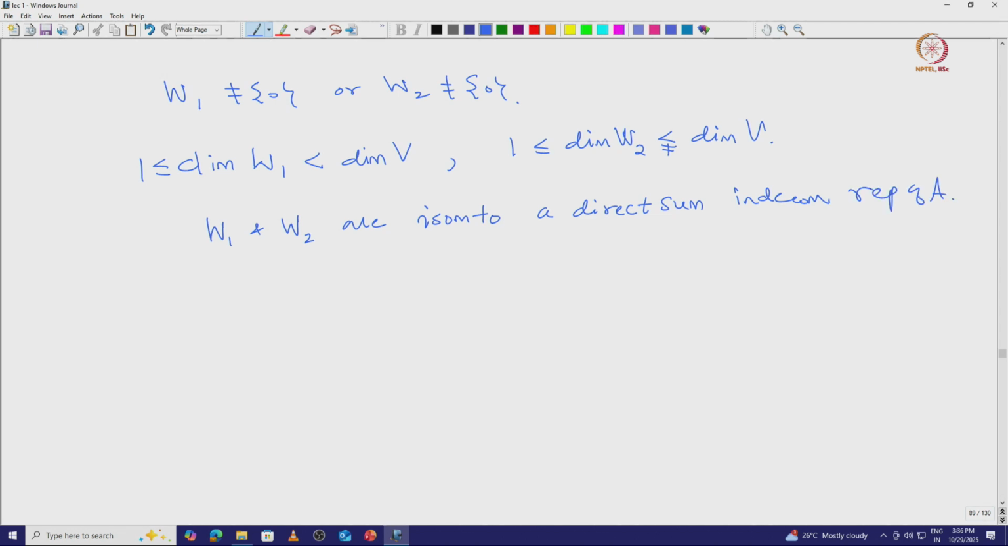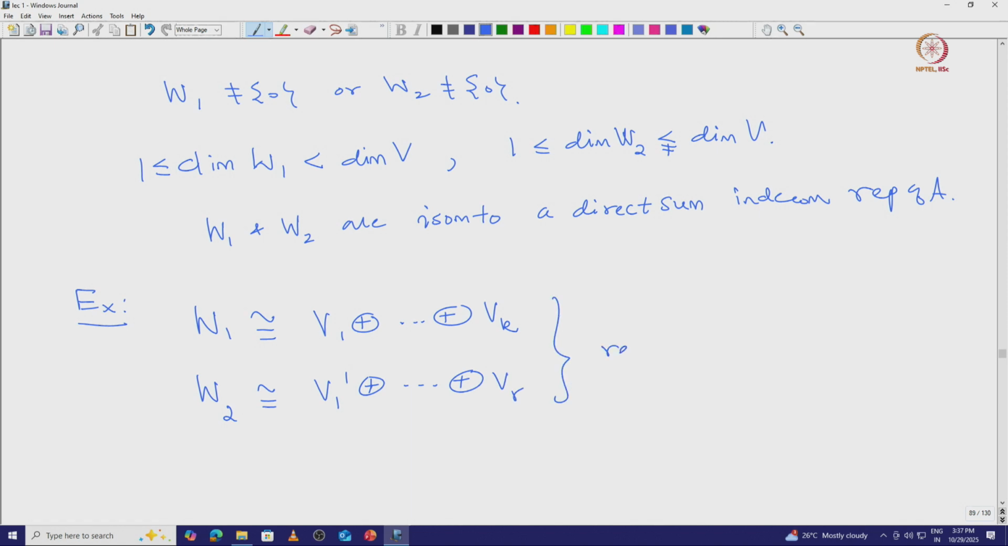So, now it is easy to prove that V must be a direct sum of indecomposable representations of E. That just follows from the following exercise. If you know that W1 is isomorphic to a direct sum of representations, let us call it V1 direct sum etcetera direct sum Vk, and then W2 is isomorphic to a direct sum of representations, let us call it V1 dash direct sum etcetera direct sum Vr.